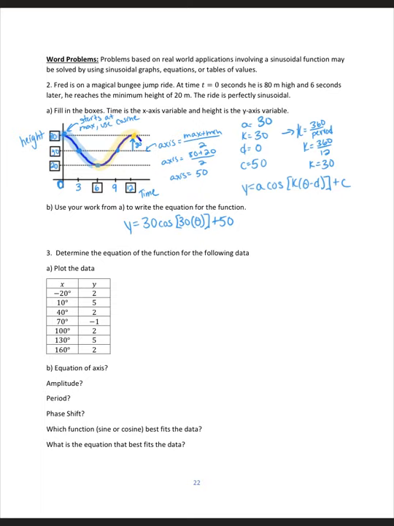So determine the equation of the function for the following data. So let's first plot this data. I'm going to look and see what I have here to determine what kind of graph I need. I'm going to have our x and y axis. And it looks like on my x-axis, I'm going from negative 20 up to 160. So I'm just going to do a negative 20. And then I'll space out on this side all the way up to 160.